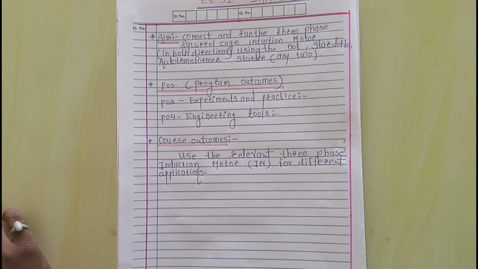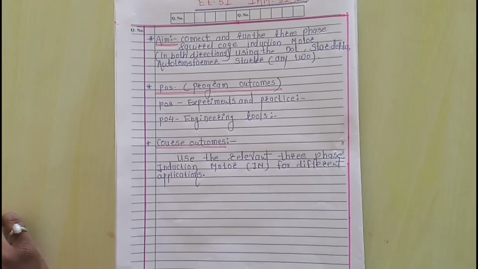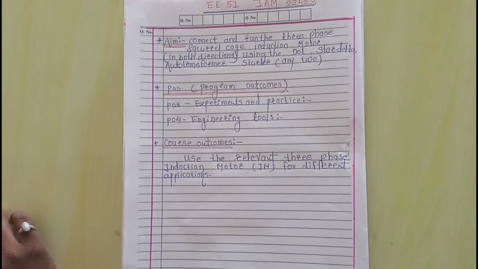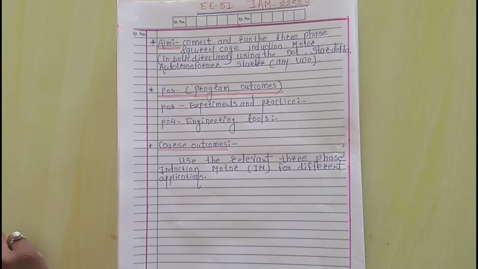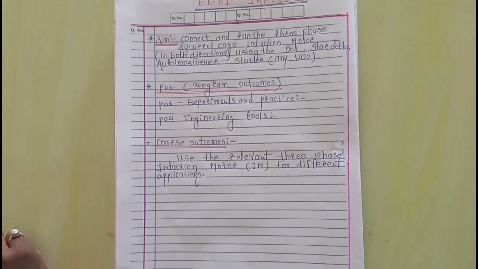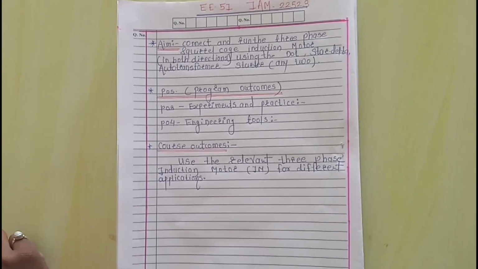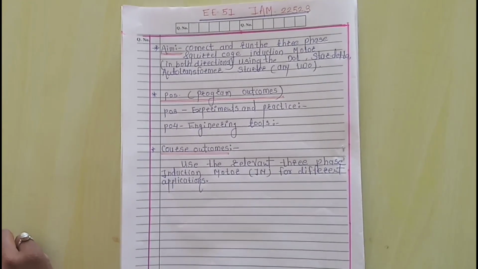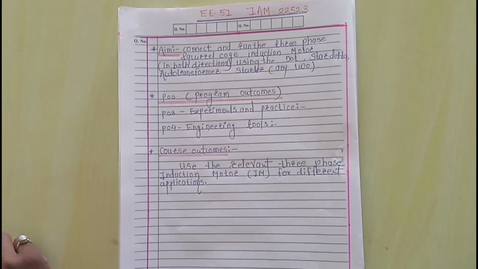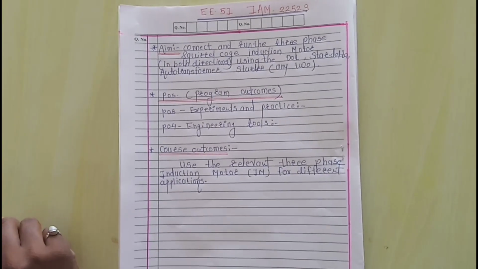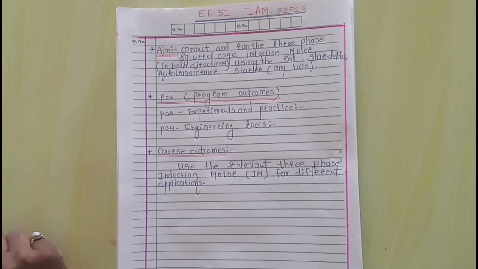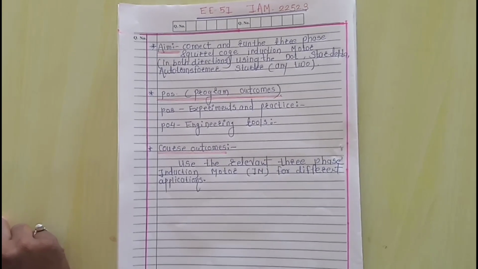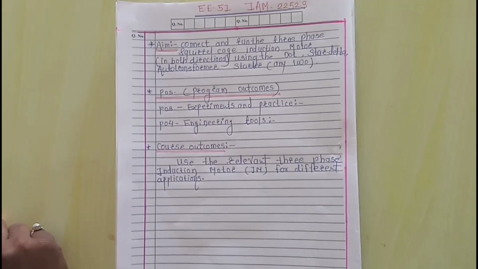For this practical, we should also know the program outcomes and course outcomes. The course outcome is to use the relevant three-phase induction motor for different applications. Induction motors are used for applications like lifts, cranes, hoists, where high torque is required. Next are the program outcomes. To conduct this practical, we should use program outcomes 3 and 4, that means experiments and practices and engineering tools.